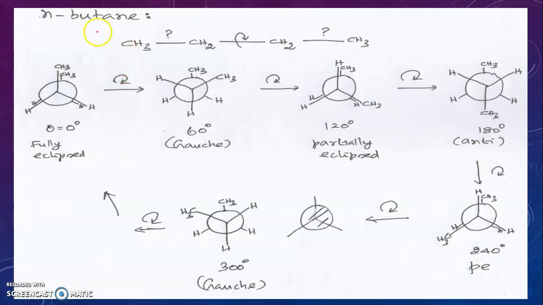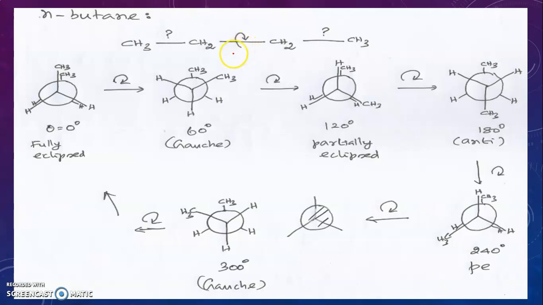N-butane has 4 carbon atoms, and there are 3 carbon-carbon single bonds. So free rotation is possible, right, in all the single bonds. But now the question is, which single bond do we have to consider for conformational analysis? Remember, the single bond which will give the most stable conformer must be considered for the conformational analysis. Experimentally, it was found that the middle carbon-carbon single bond can produce the most stable conformation of butane. So we are going to consider that bond.